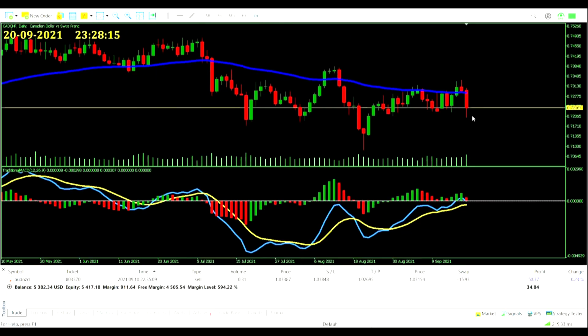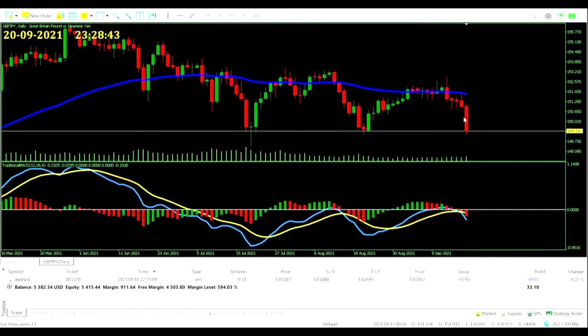No signal. With another day or two of downward volatility on the Canadian dollar, we could see a signal come now on the CAD Swiss franc pair. Price is below the EMA. If that MACD histogram comes across the zero line, that would be a sell signal. Pound yen, big drop off there. Had we got in that trade yesterday, very likely that would have taken our profit today. Really weak for the pound and really strong for the yen.